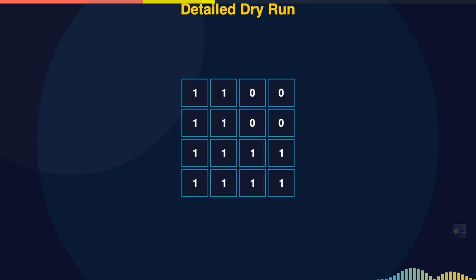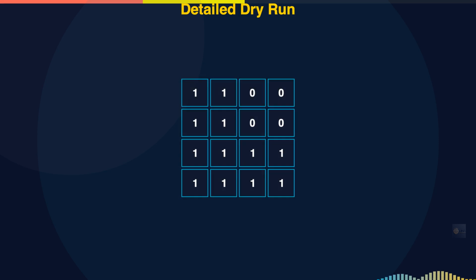Now the dry run. Look at a 4 by 4 grid. Row 0 reads 1, 1, 0, 0. Row 1 reads 1, 1, 0, 0. Row 2 reads 1, 1, 1, 1. Row 3 reads 1, 1, 1, 1.